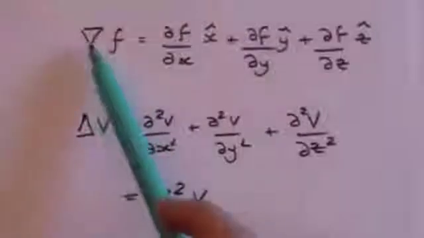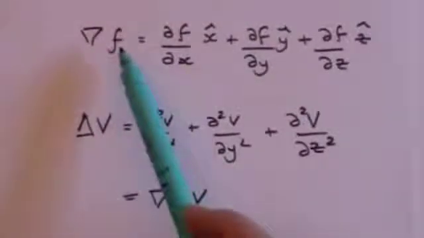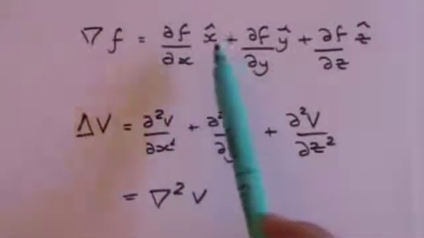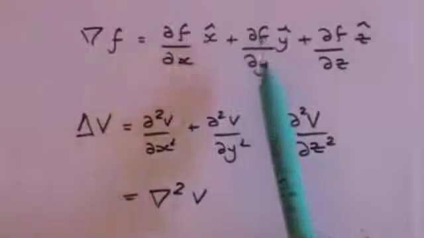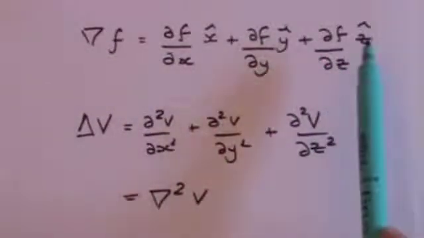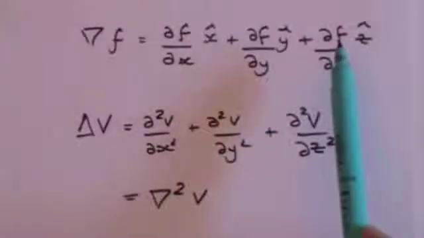For completeness, del f with no dot or cross is called the gradient, and this is of a scalar f. And that's simply df by dx in the x direction plus df by dy in the y direction plus df by dz in the z direction. So it's basically the combination of the gradients in three-dimensional space of the scalar. That might be, for example, a temperature field.